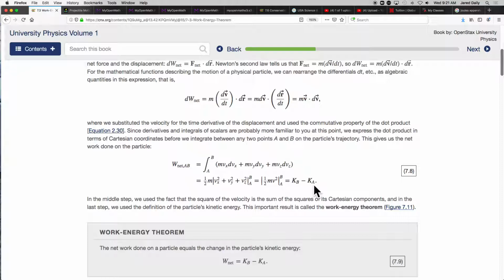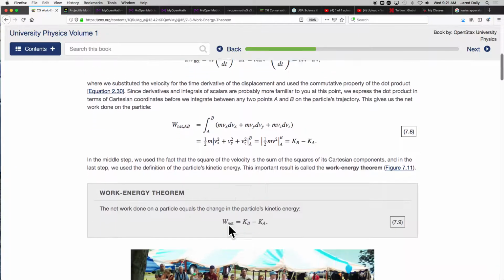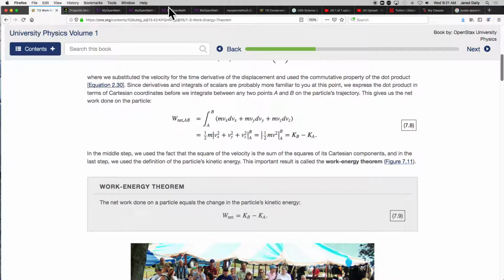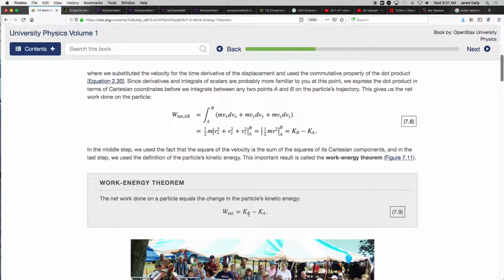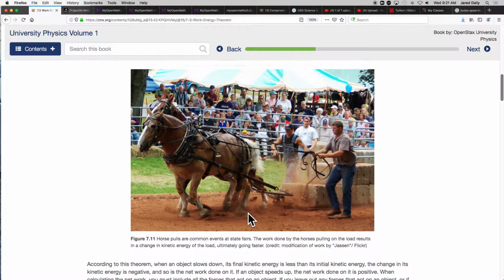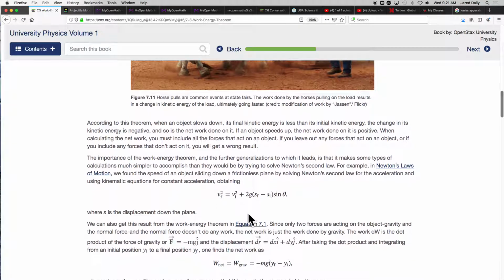So if you add up all the forces times all the distances in a situation, you will get a change in kinetic energy, and that change in kinetic energy is equal to the sum of those net forces. And this is what we call the work energy theorem. So in the end, it's really quite simple. You don't have to do any of this calculus or anything else. We just have to calculate the difference in kinetic energies, and that will tell us the net work done. Or if we know the net work and we know one of the kinetic energies, we can calculate the other kinetic energy. So that's exactly what we're going to do here in these coming examples.